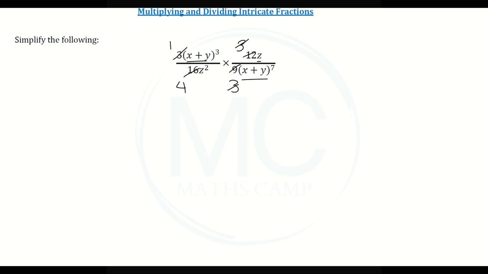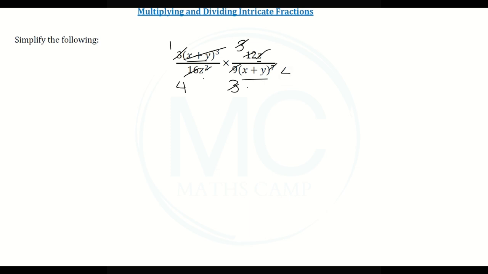We have z up here and z squared down here. So the z will cancel. And so will the exponent of z over here. Finally, we have the bracket x plus y cubed. And here we have x plus y to the power of 7. 3 minus 7 is negative 4. So this bracket will cancel. And we're left with x plus y with an exponent of 4.